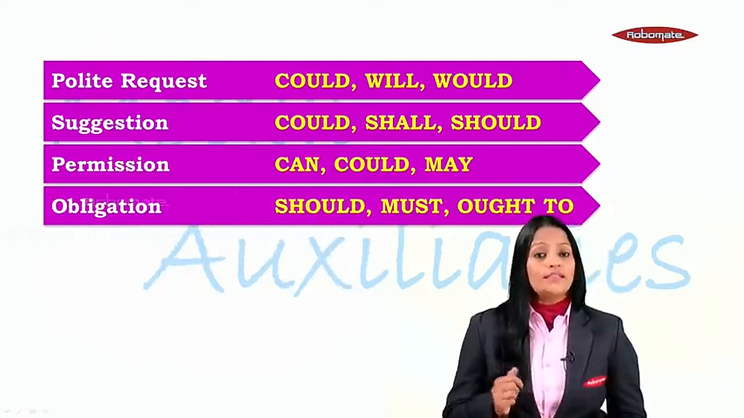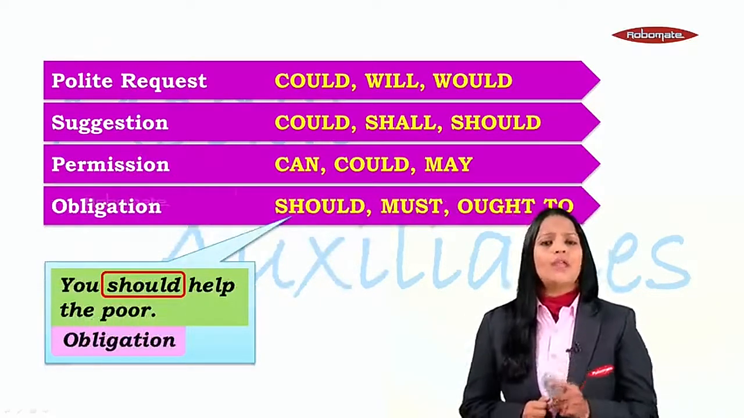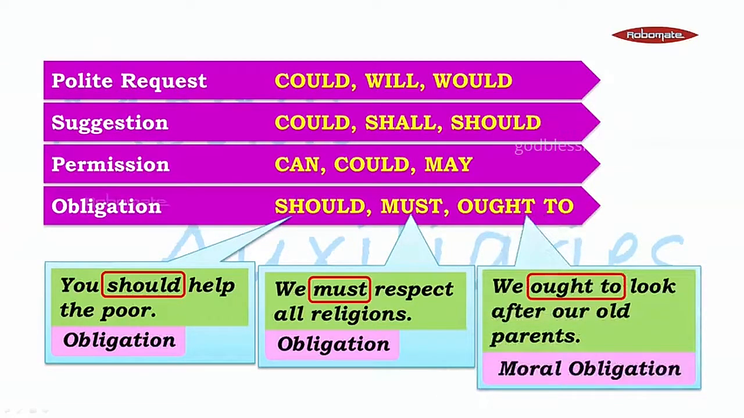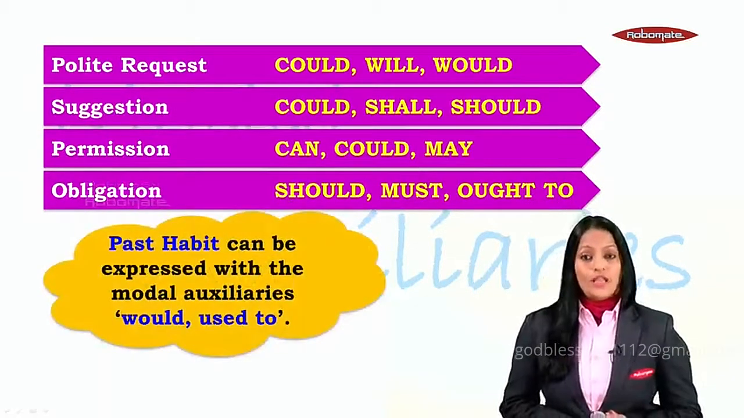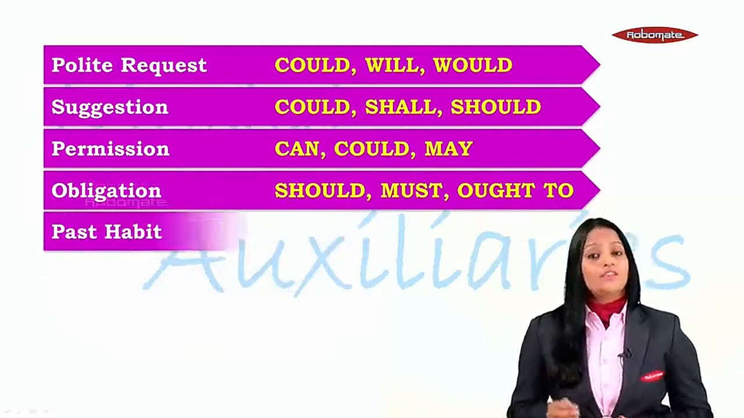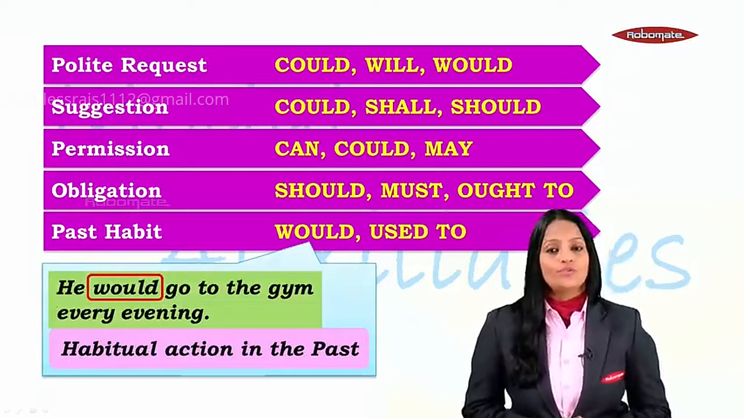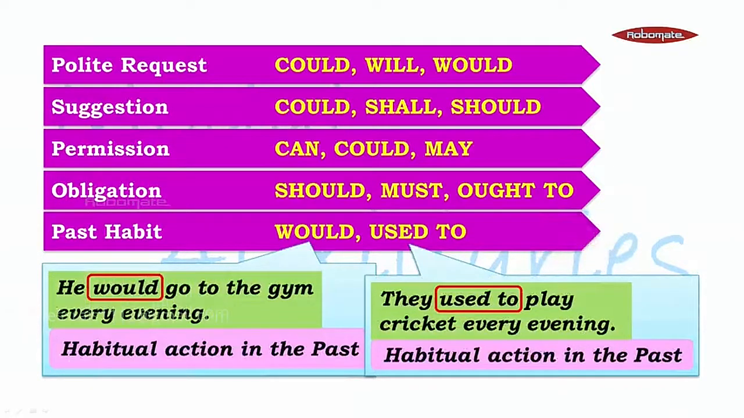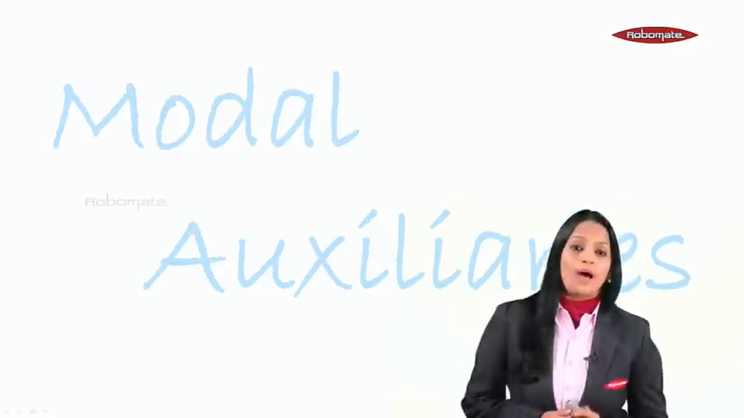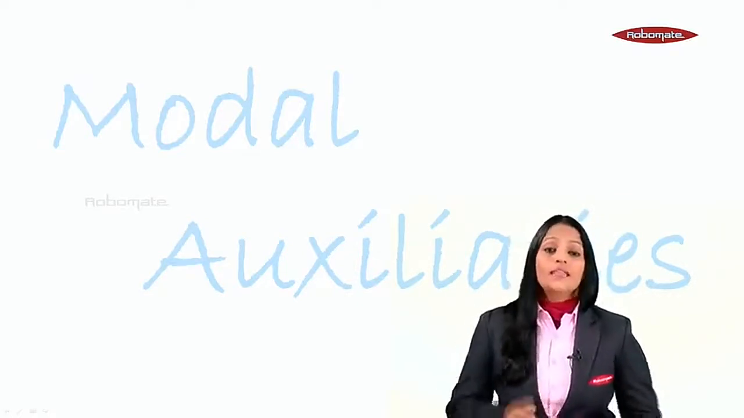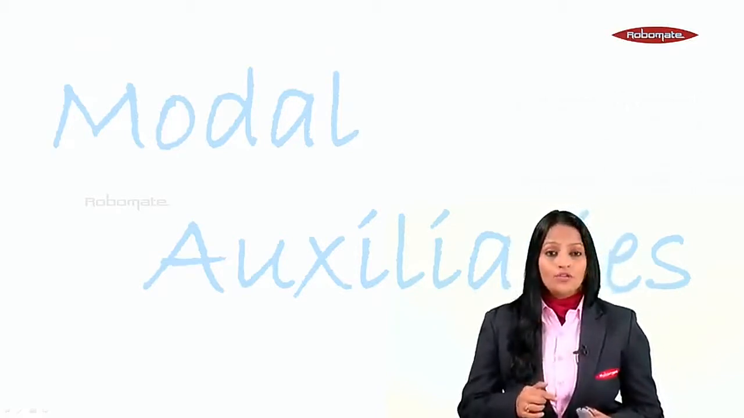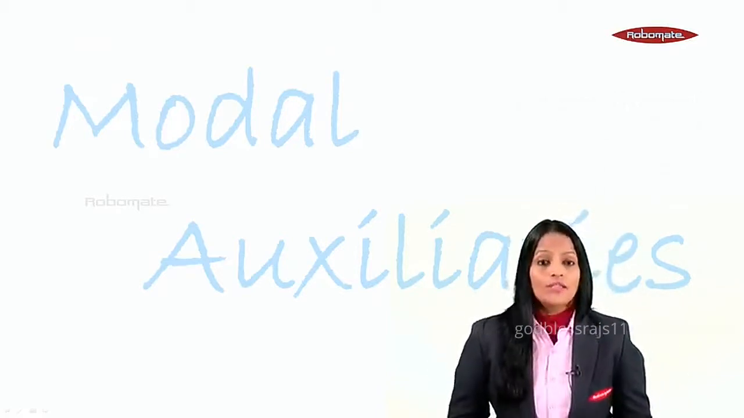So here, students, let's see the examples that we had taken. You should help the poor. Then we must respect all religions, and we ought to look after our old parents. All 3 expressing obligation. Then we have past habit expressed through would or used to. He would go to the gym every evening, and they used to play cricket every evening. Both express past habit. So students, what have we seen? That different modal auxiliaries have different functions, but a particular function also can be expressed by different modal auxiliaries.